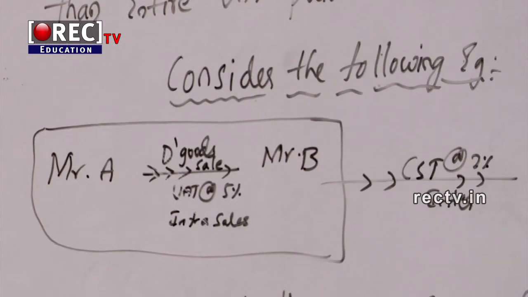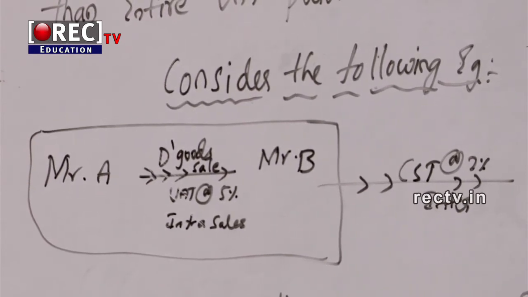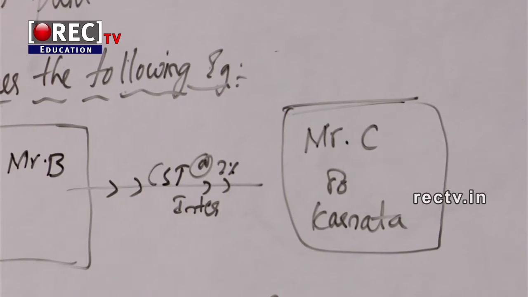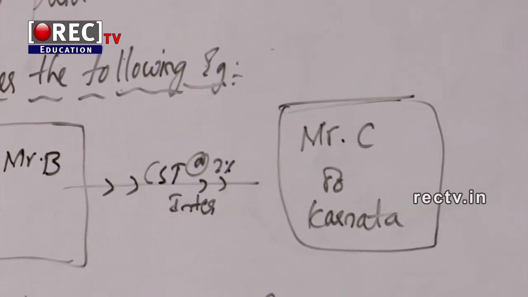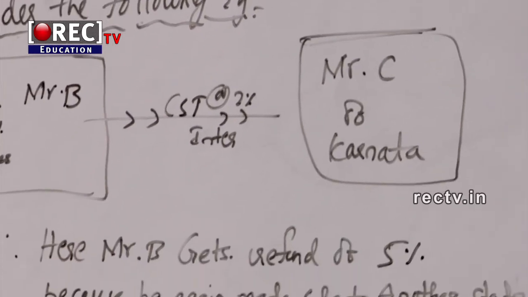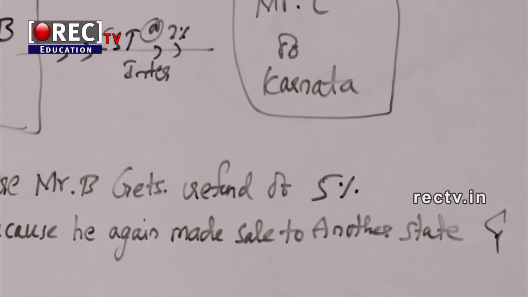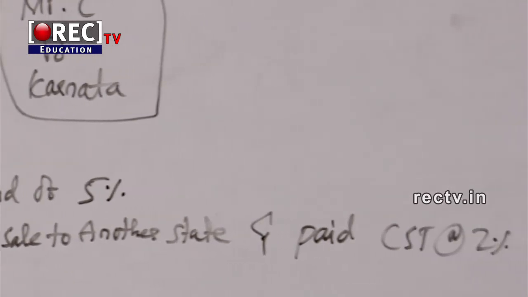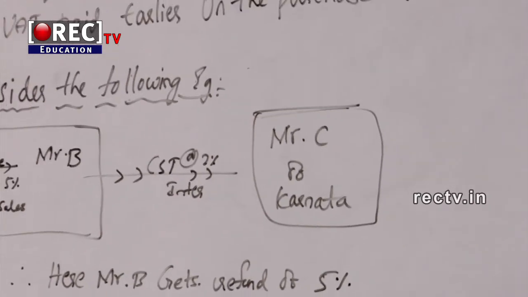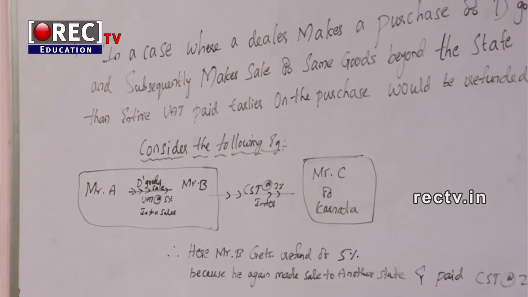See here, Mr. A sold goods to Mr. B, that is intrastate, therefore a VAT sale, and Mr. B subsequently made a sale to Mr. C of Karnataka. It is a CST sale, it is taxable, and it is made to a registered dealer, that is Mr. C. And here Mr. B gets a refund of 5% because he again made a sale to another state and paid CST at the rate of 2%. From this example we can clearly understand what declared goods are and how they are taxed.